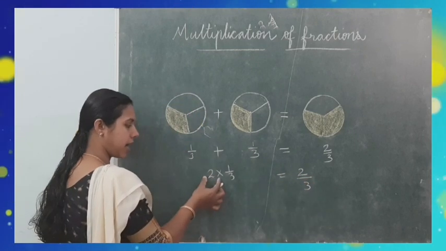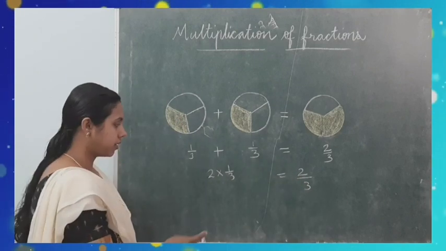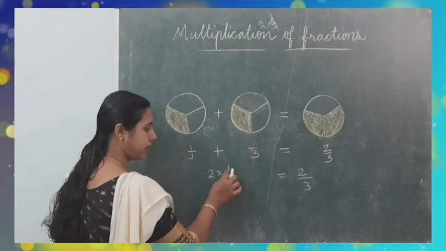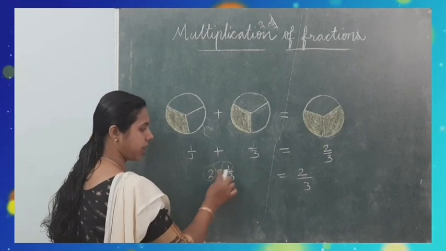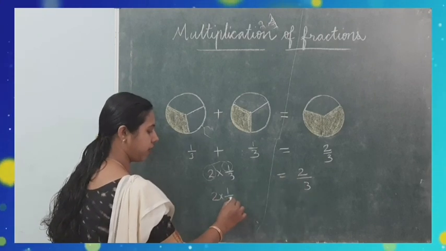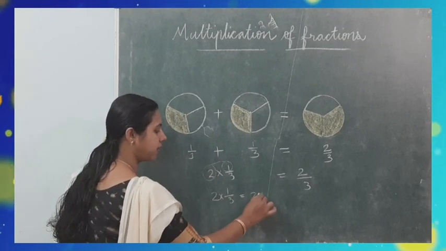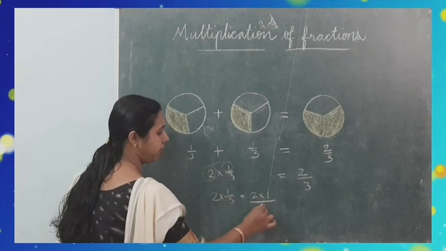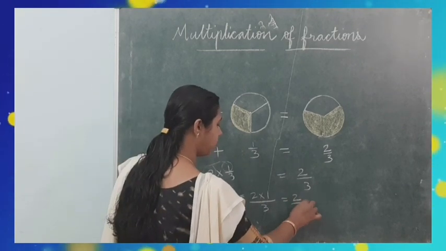So when you are multiplying a whole number with a fraction, you get the answer 2 by 3. See, here there is no change in the denominator, but the numerator is different. We multiply the whole number with the numerator of the fraction, so we get 2 into 1, which is 2. So when you are multiplying a fraction with a whole number, you just multiply the whole number with the numerator of the fraction. 2 into 1 divided by 3, keep the denominator as it is. So 2 into 1, that is equal to 2 by 3.